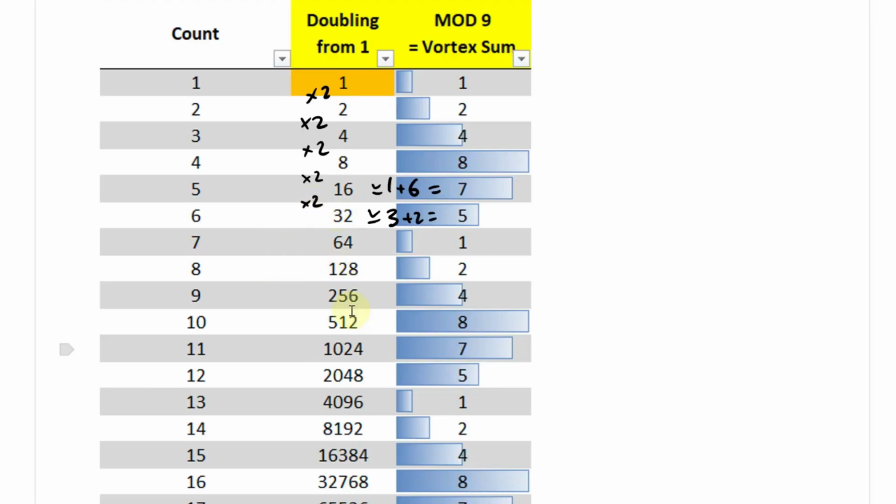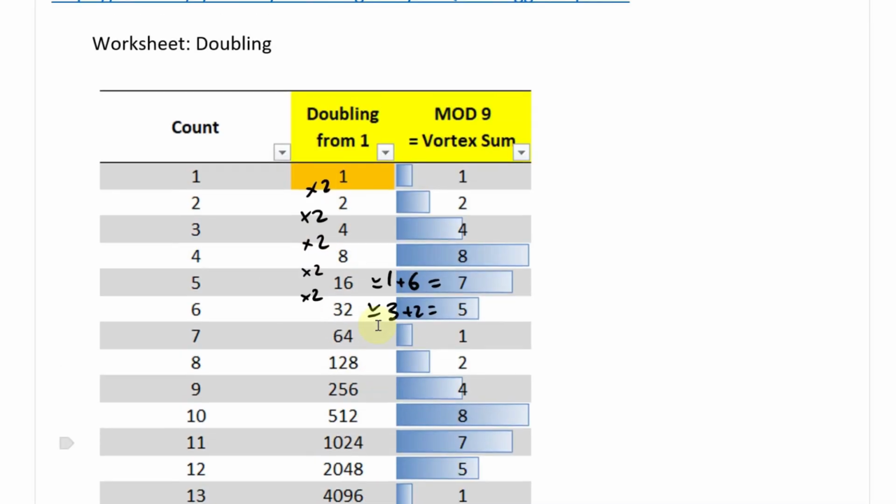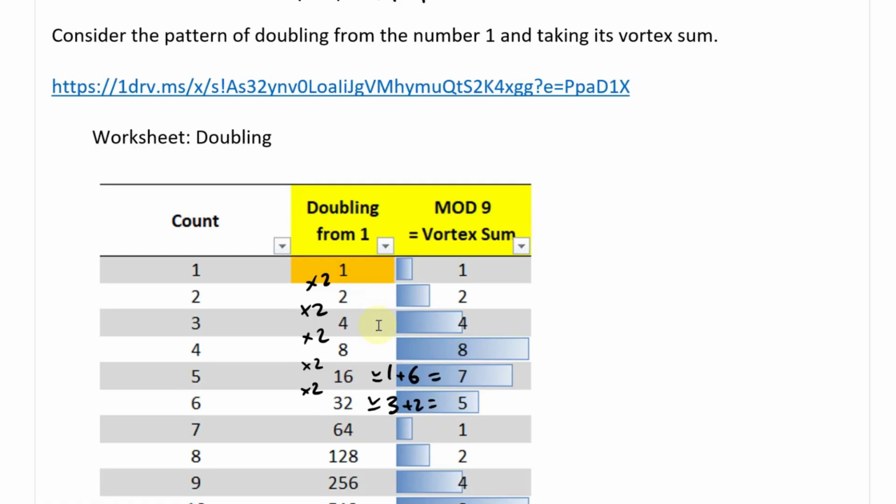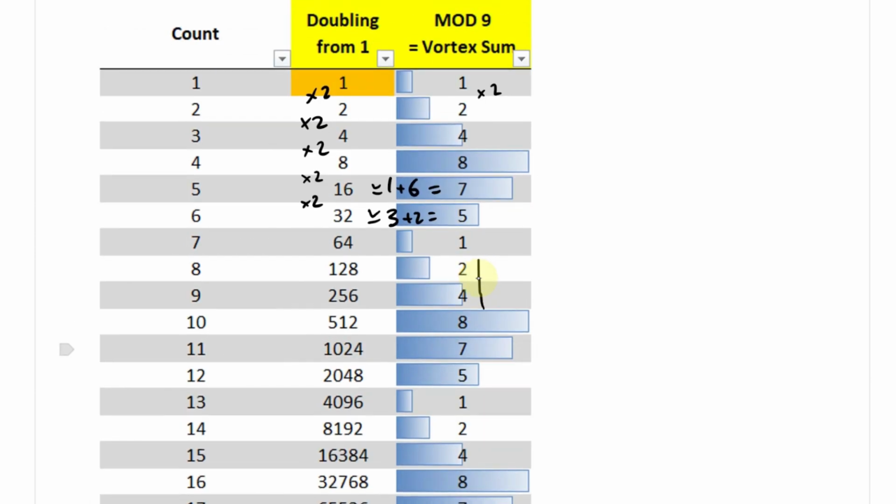Notice that these numbers are getting super large, but again, we can just take the previous vortex sum, and we get the exact same one. So the vortex sum of this is 1, so you can multiply that by 2, and so on. 2 is 4, and then 4 times 2 is 8, and then 8 times 2 equals 16, v equals 1 plus 6 equals 7.